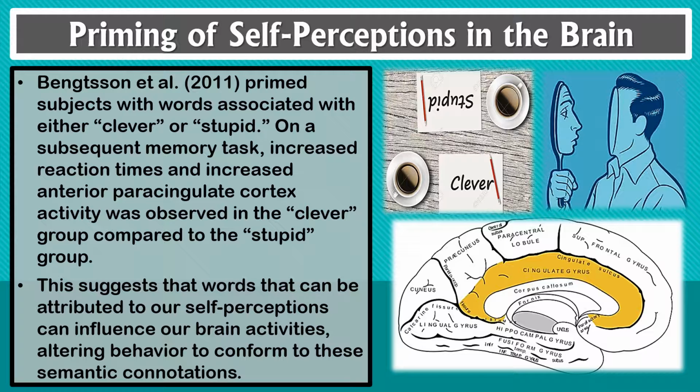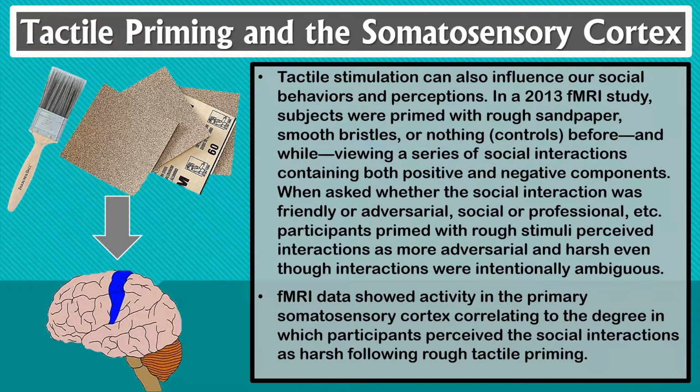These findings suggest that words that can be attributed to our self-perceptions can influence our brain activities and alter our behaviors to conform to the connotations of these words. Tactile stimulation can also influence our social behaviors and perceptions.